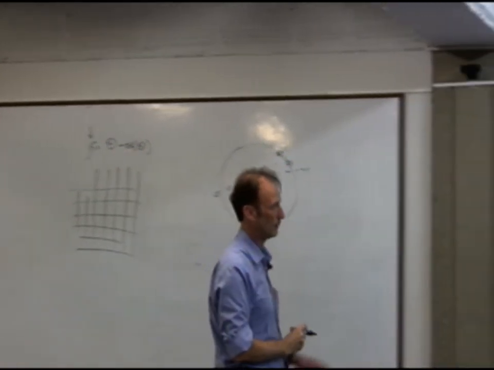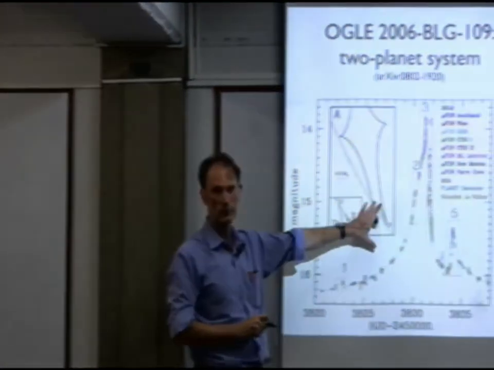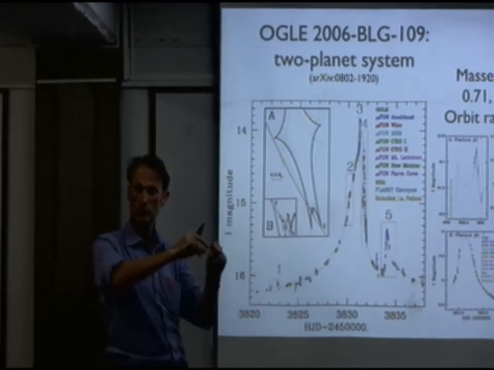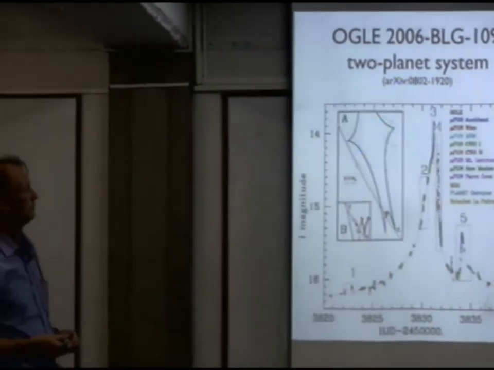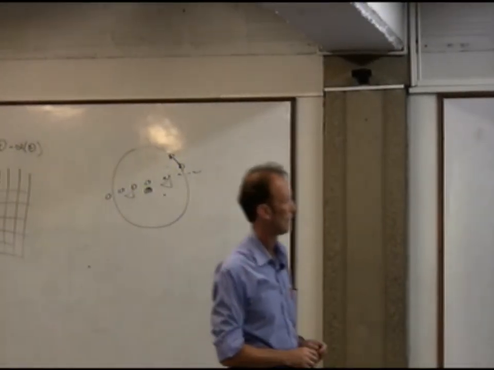So there was some discussion whether it was this system or a different one. There was some discussion whether you needed two planets or just to take into account the fact that the planet was moving around the lens. So. Anyway.